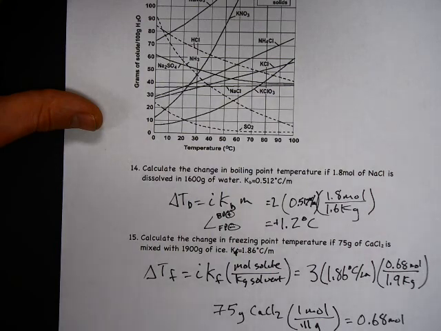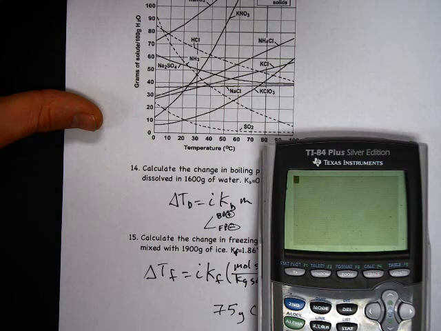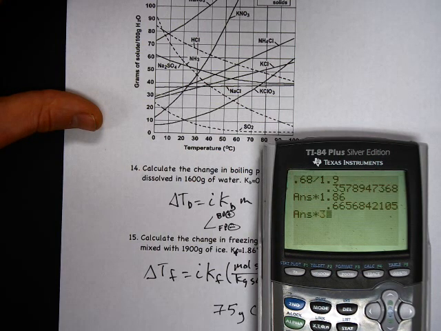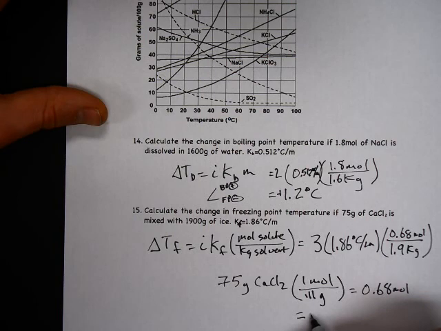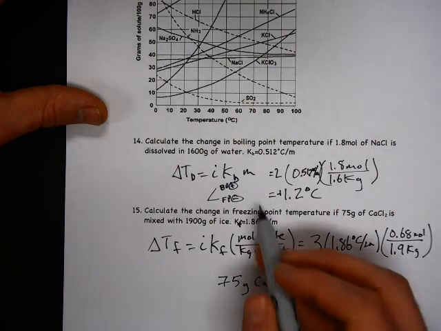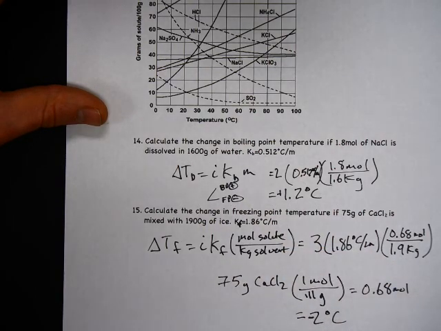Oh, I made a mistake in calculating. It's 0.68 divided by 1.9 times 1.86 times 3. 1.99 or 2 degrees Celsius. Change in temperature of 2 degrees Celsius. And it's freezing point, but I depress it, it goes down, if you remember from above here. My freezing point changes in temperature are negative when I add solute to it.